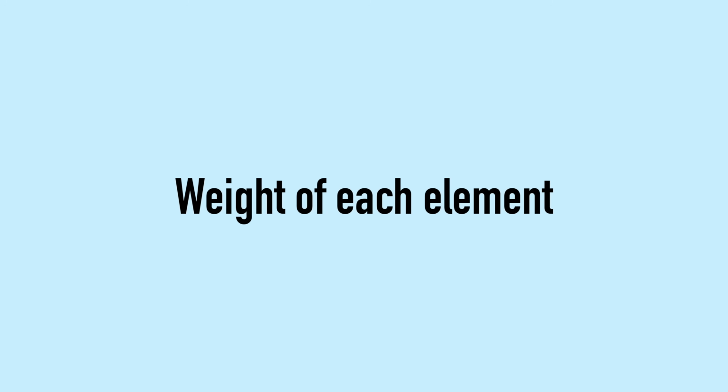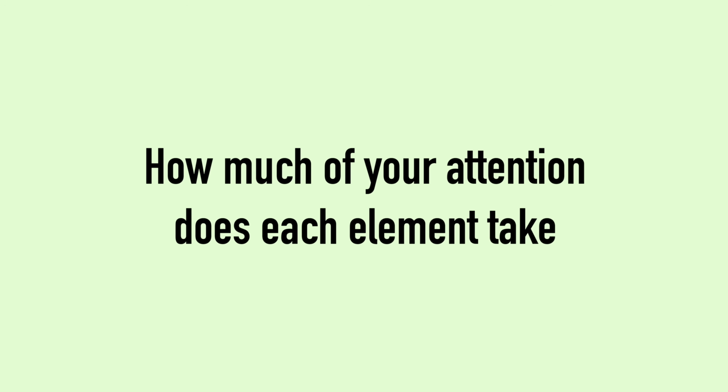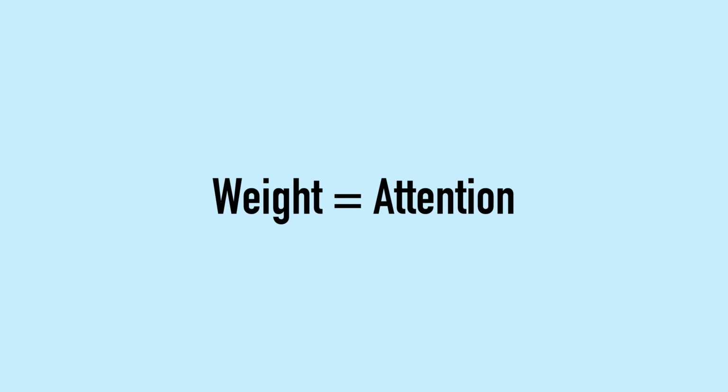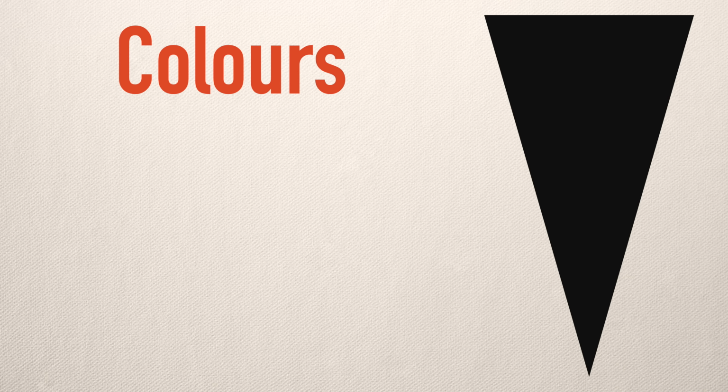Now that we've covered what each element is, let's have a quick chat about the weight of each element in comparison to one another. What I mean by that is when you look at an image or at a scene, how much of your attention does each element take and how quickly does it take it in comparison to all the other elements in the frame? Another way to put it is that the more weight a particular element has, the more of your attention it will take, and the quicker it will take that attention. Bright and vibrant colors, especially reds, will have the most weight because they will take your attention almost immediately.